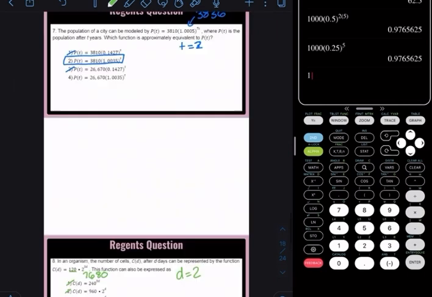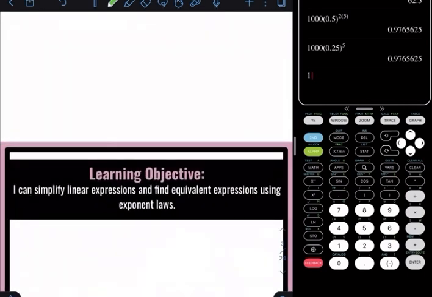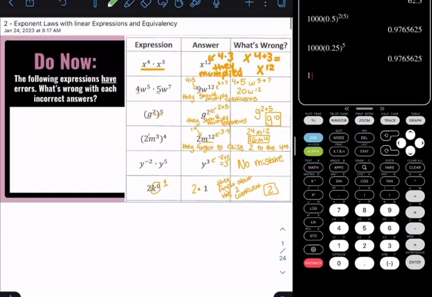And that wraps up our lesson on answering Regents questions with equivalent expressions using exponent laws. Nice job.